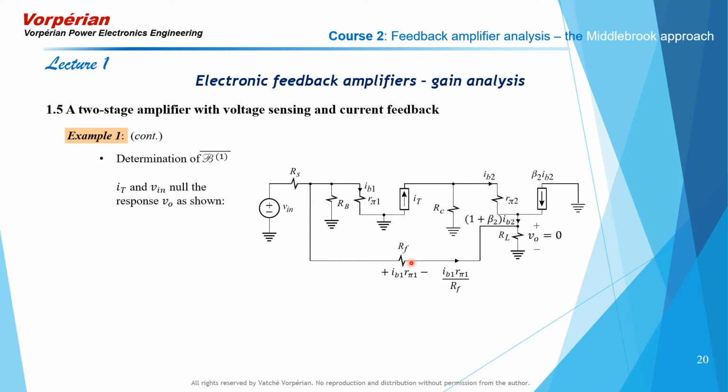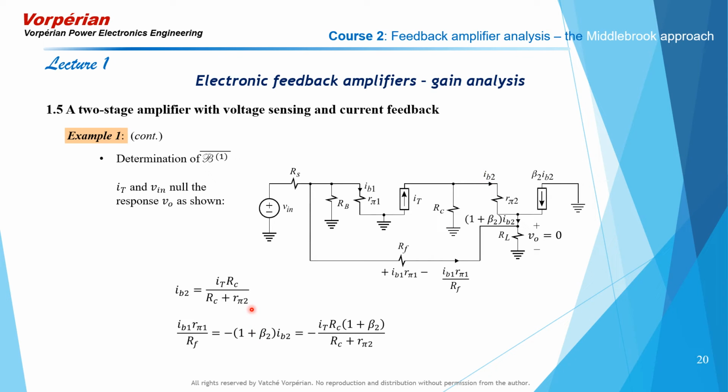Now, this current that's going to flow according to the expression that we got earlier is going to be IB1 Rπ1 divided by RF. But we said this current is also the same as this current here, which is (1 + β2) IB2. And IB2 itself is going to be the current division of IT between RC and Rπ2 when this node here is at ground potential. That is a simple current division. So IB2 is given by IT times RC over RC plus Rπ2.